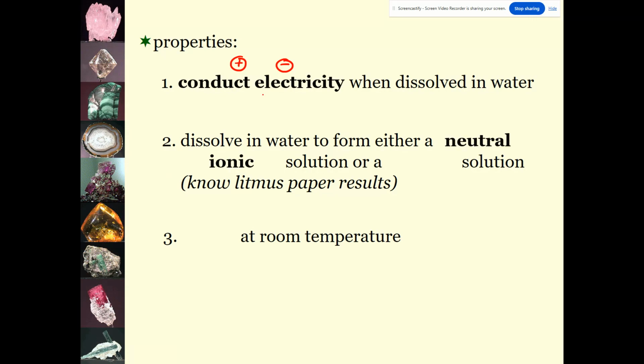When they dissolve in water, they're either going to form a neutral solution or a basic solution. Notice here how it says to know your litmus paper tests. So remember, litmus paper comes in 2 different colors. It comes in both red and blue. Now, funny thing, the red actually looks pink and the blue actually looks purple, but that's what we call it, red and blue. If you have a neutral solution, each indicator paper is going to stay its original color. So the red paper will stay red and the blue paper will stay blue.